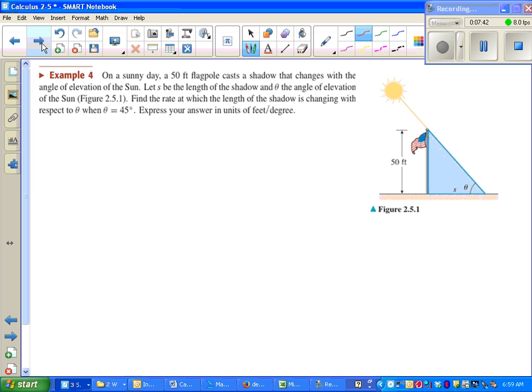Next up, go ahead and pause the video and think about what you're looking at here. See if you can come up with a strategy. Hopefully you were able to look at this and think of a relationship between all the given information. We've got a theta, we've got an s, we've got a 50. This goes back to right triangle trigonometry, where we could say opposite and adjacent in a right triangle. Therefore, we're going to use tangent. And we know tangent of theta equals 50 over s.